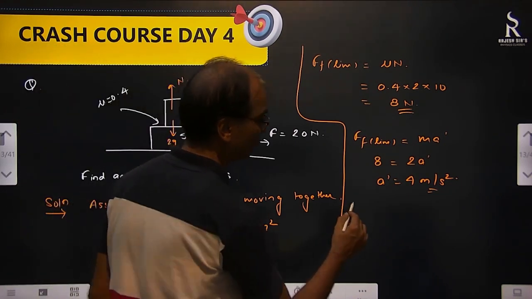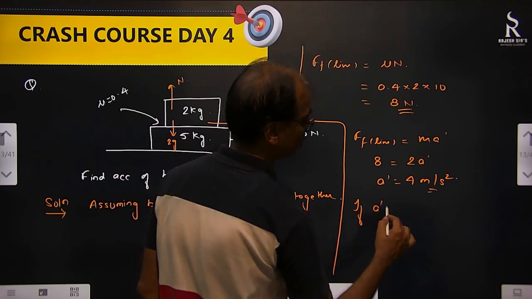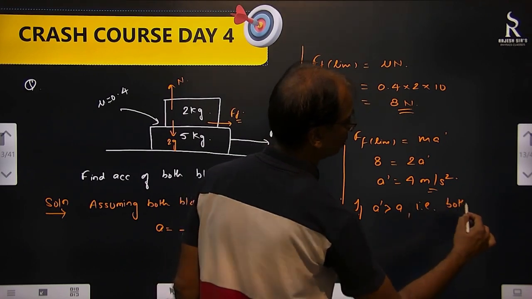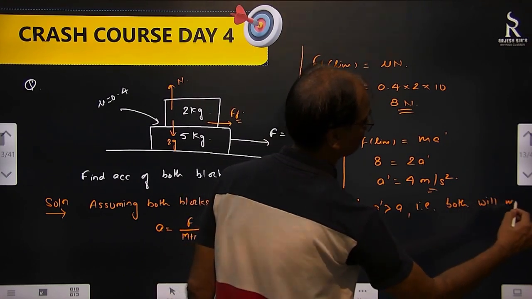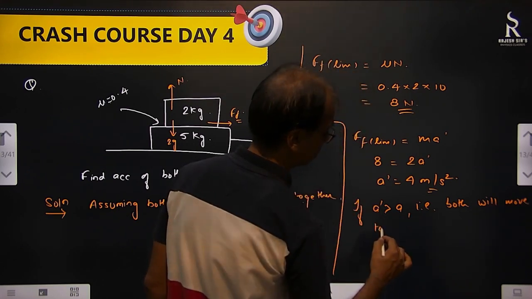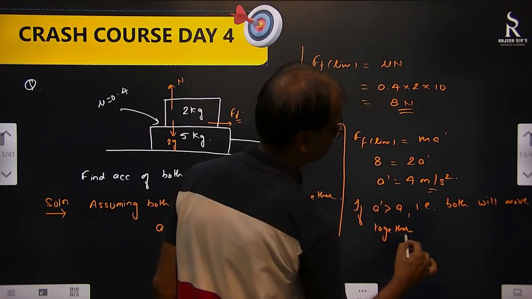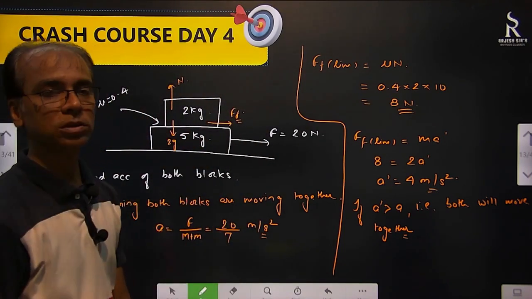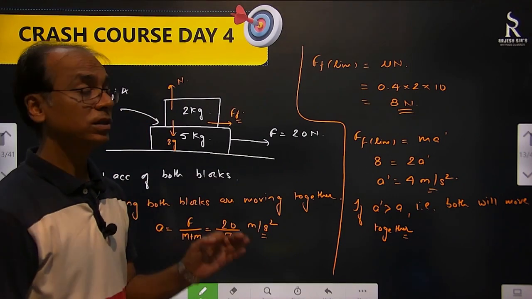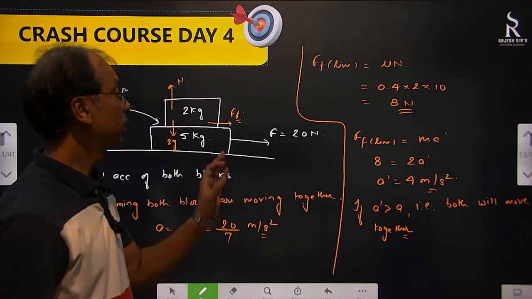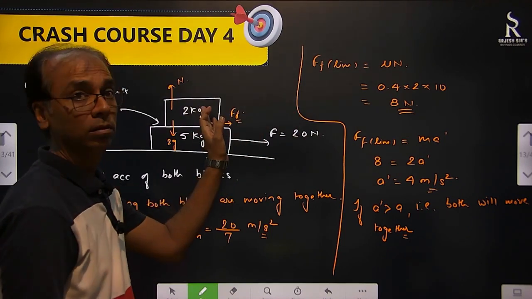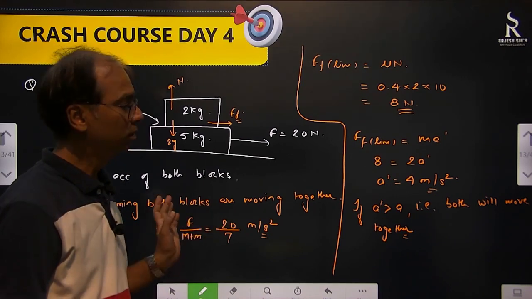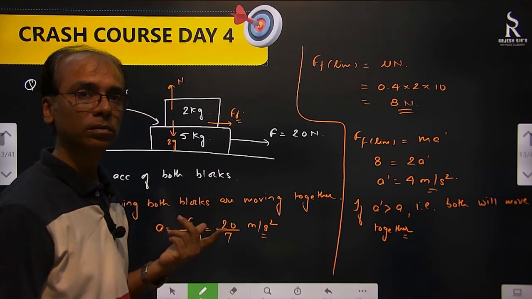Okay. If a dash is greater than a, it means both will move together. So if both are moving together, then acceleration is this only. Then what else he wants? Acceleration of both blocks. Done. Over. So first thing is prove it that friction here can give it this much acceleration. That is what we have to prove all the time. If it can give, both will move together. But if it cannot, both will move separately.